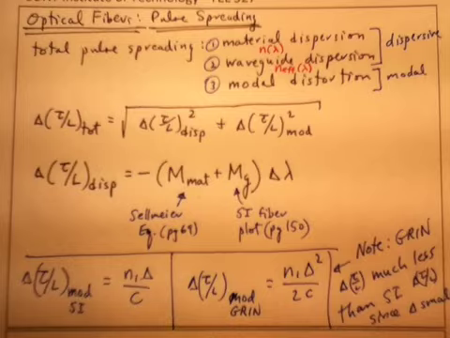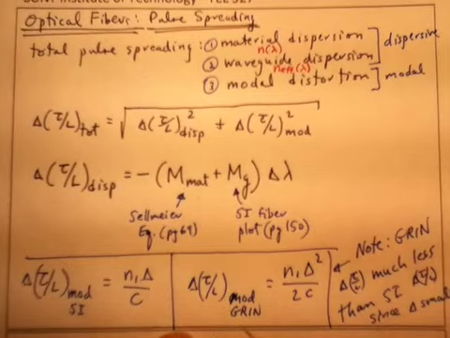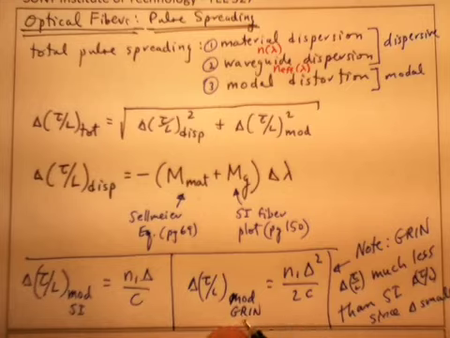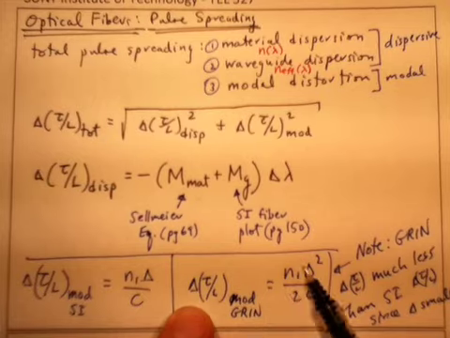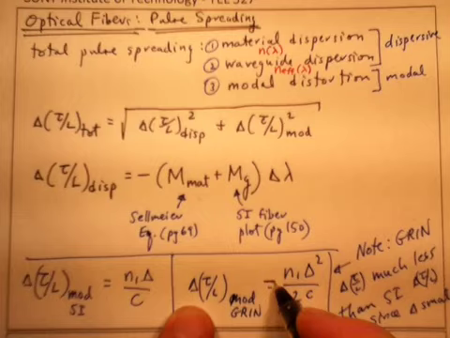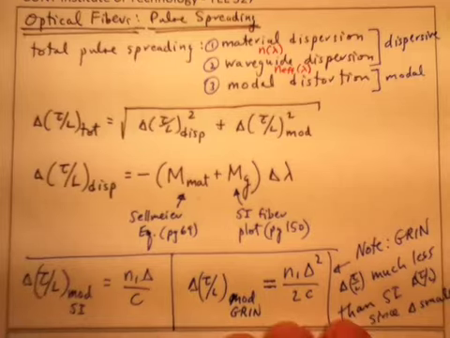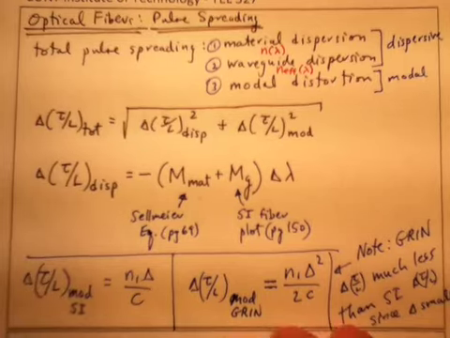So this equation tells us why essentially all multimode fibers have a GRIN index profile, because it lowers the pulse spreading per unit length by a factor of maybe 50 or something like that. Okay. And so finally we have a fairly complete picture of pulse spreading in optical fibers.